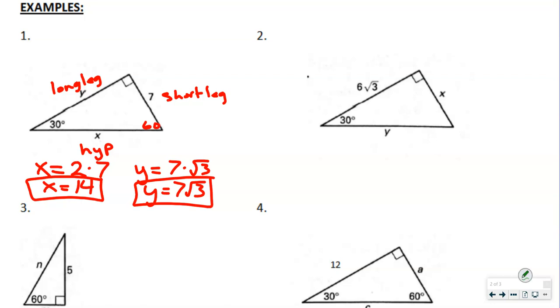Number 2, again, we have an X and a Y. So let's identify what our hypotenuse, short leg, and long leg are. Hypotenuse is always opposite our right angle, so that's going to be Y. Our short leg is always opposite our 30-degree angle, so that's X. And then our long leg is opposite the 60-degree angle. So that's 6 square root 3.